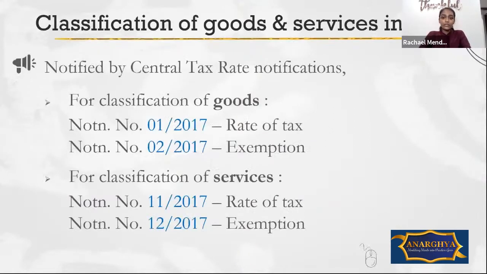As we saw earlier, Customs, for the purpose of classification, had its own separate tariff act. And similar was the case in Central Excise with its Central Excise Tariff Act. GST does not have its own tariff act for the purpose of classification. And classification was introduced in GST through notifications, which have been listed here. So these notifications clearly state the rate of tax that is applicable to goods and the rate of tax that is applicable to services. It also gives you a list of goods and services that are eligible to exemptions under GST.